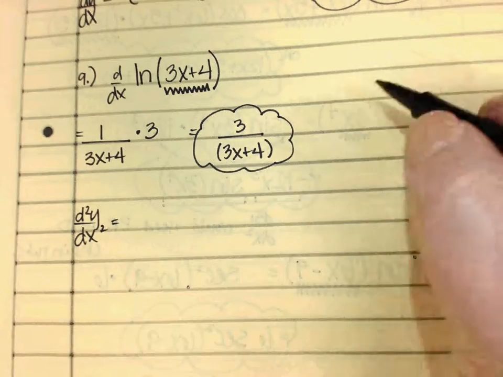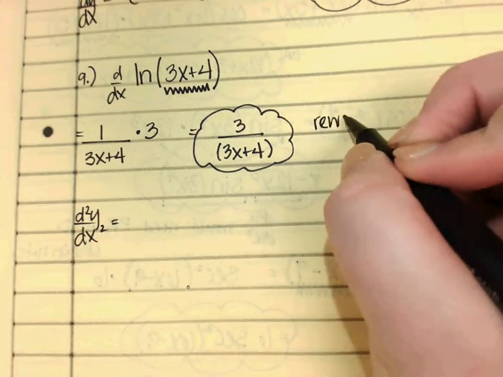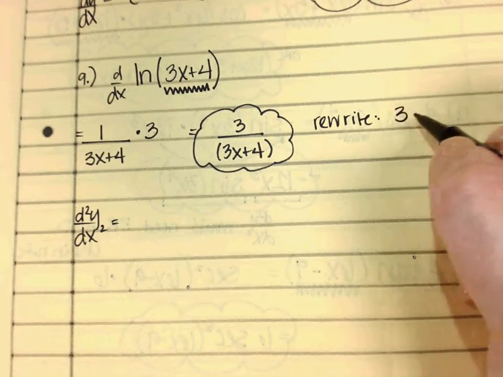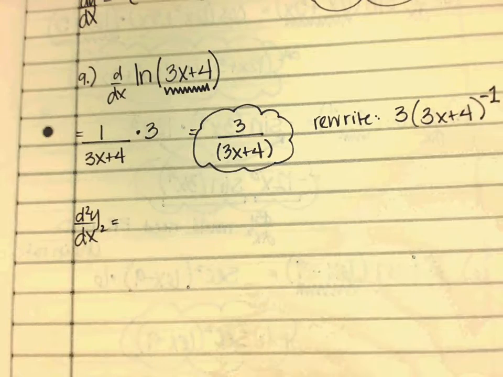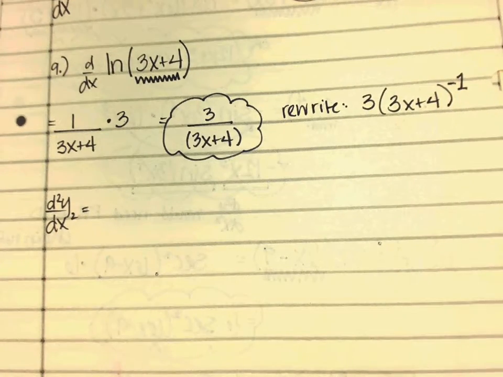Very good. So I'm going to rewrite this as (3x + 4)^-1. I'm going to pull the 3x + 4 up and turn it into a -1 exponent. Okay, here we go.